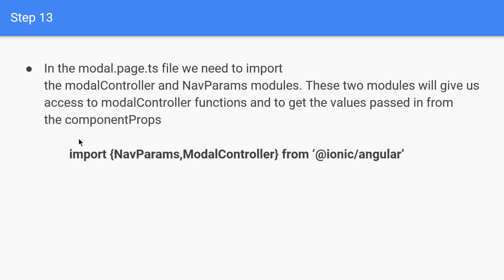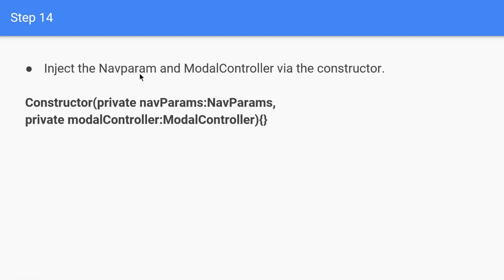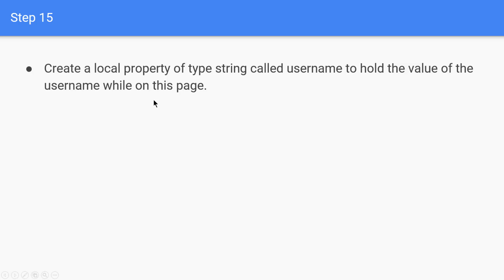In our modal page.ts file, we need to import the modal controller and the navparams modules. These two modules will give us access to the modal controller functions and to get the values passed in from our component props. We can then inject our navparams and modal controller via the constructor. We then need to create a local property of type string called username that's going to hold the value of the username while we're on this page, which is the modal.